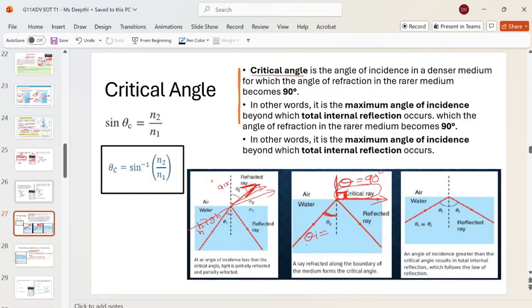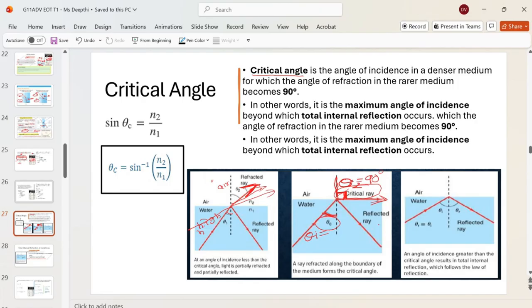Critical angle is the incident angle, actually. It is theta C. When does that happen? It happens when the refracted ray goes along the surface and the angle of refraction becomes 90 degrees. So theta 2 is 90 degrees and theta 1 is equal to theta C.